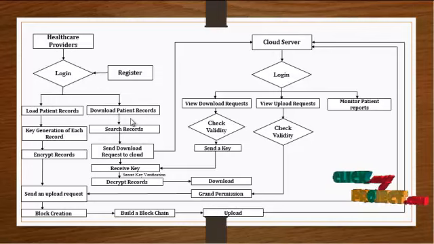After completing the upload process, now we are going to see the download process. While downloading the patient record, you search the record based on the patient name, and send a download request to the cloud. The cloud checks the download request. If it is valid, they send the key to download. The healthcare provider receives the key from the cloud. Using the key they check whether the key is correct or not. If the key is correct, they use the key to decrypt the record and download the patient detail.